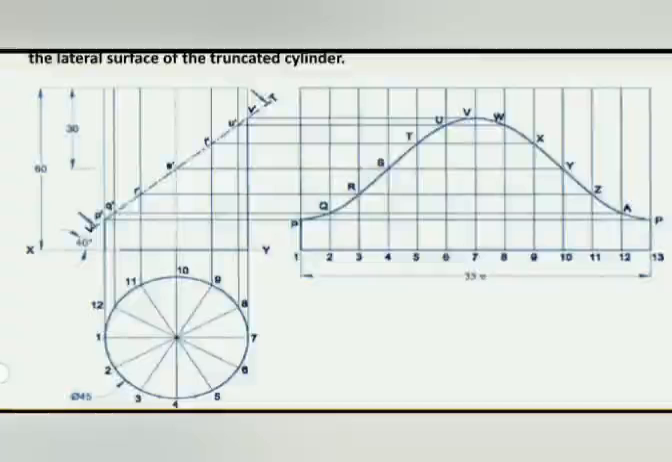So when we get these points, we have to shift all these points into the development by drawing parallel lines. That's why here we use the parallel line method. All these points P, Q, R, S, T, U, V are joined by a smooth curve like this, and we get the development of cylinder. So this method is the parallel line method, which is used for the development of cylinder.